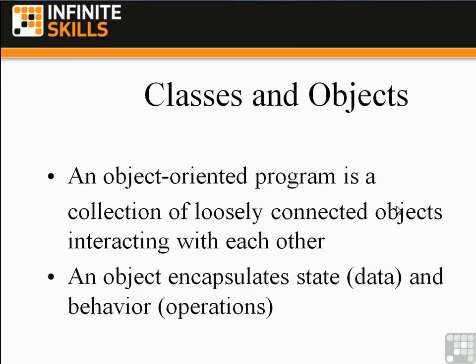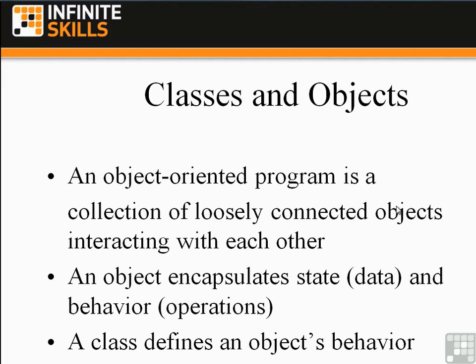An object, or a class, encapsulates state and behavior. When we talk about state, we're talking about data, and when we talk about behavior, we're talking about the operations that that object can perform using either the data that's inside the object or outside data as well. A class defines an object's behaviors. So we create a class so that we can define exactly what an object does.